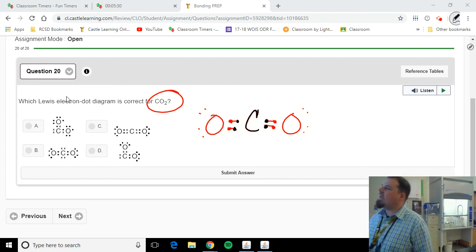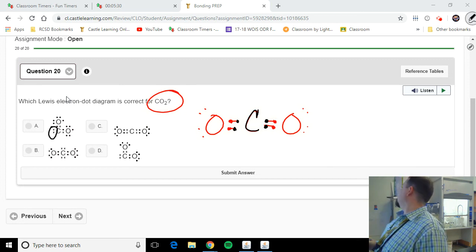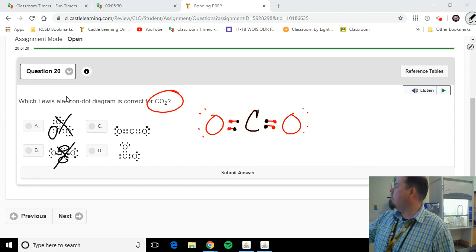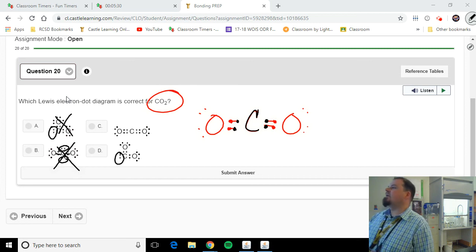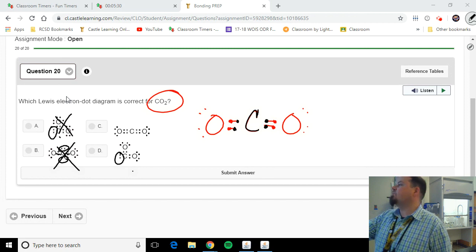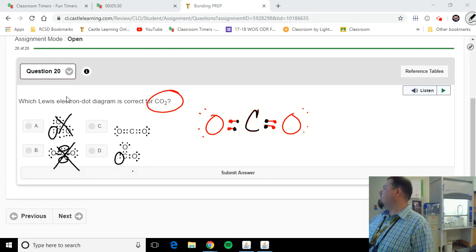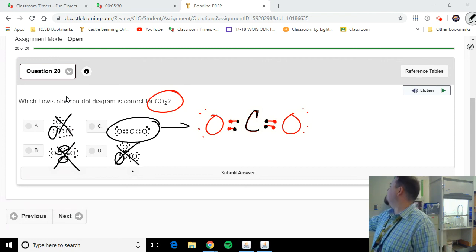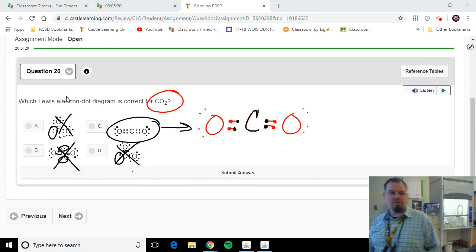Carbon does not have a lone pair like this on it, so that's off. Here, carbon has lone pairs and single bonds, so that's off. Here, carbon has a lone pair. The only thing that changed between this one and this one is this one has X's and O's, which is more accurate, or this one has two just dots and this one has two X's, so that's not right. This one is the one that matches the way I taught you how to draw it most closely.